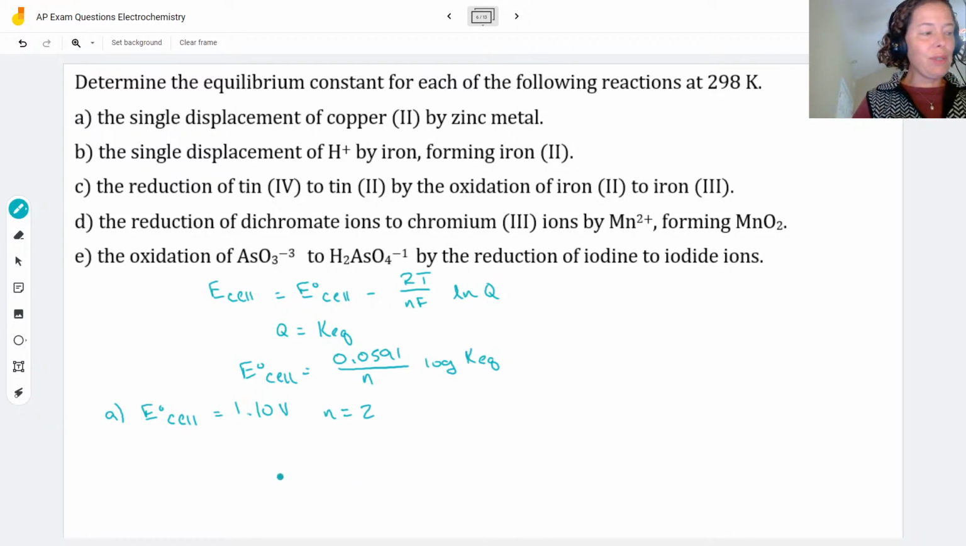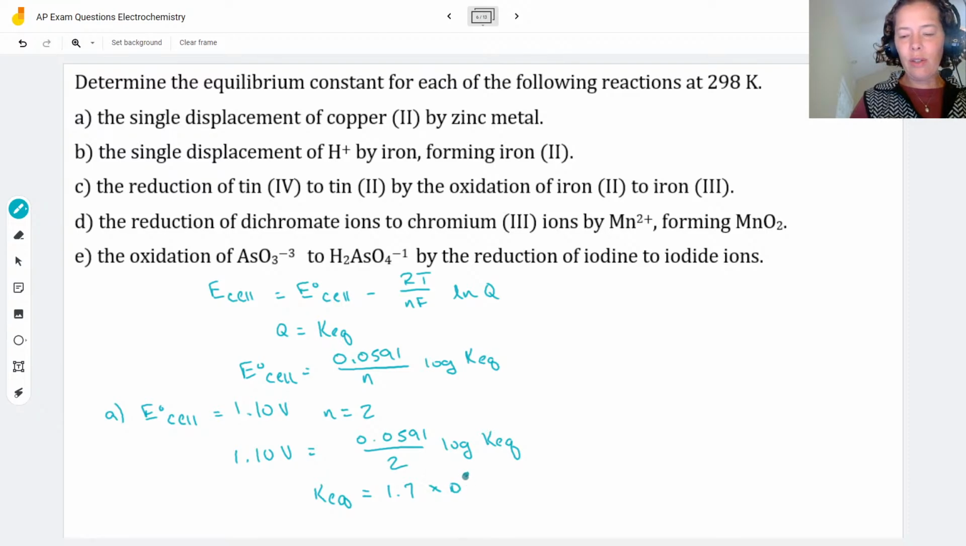But calculating the KEQ is pretty straightforward. So I'm just going to plug into this equation right here. So 1.10 volts is equal to 0.0591 divided by 2 log of KEQ. So then you just do your algebra. And you get a KEQ of 1.7 times 10 to the 37th. So it's a pretty big K there. But again, we already knew this was thermodynamically favored too. So having a large K is not that surprising. Okay, and so that's it for the calculation for A. So we're going to do the same calculation for B, C, D, and E.